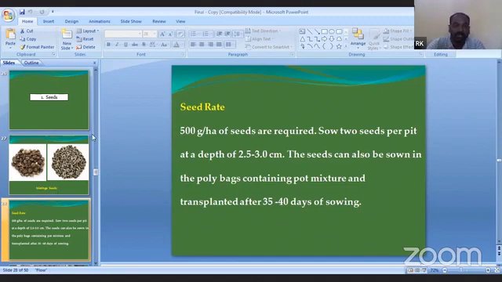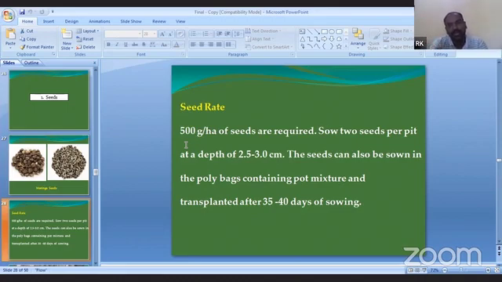So now first we go for the seed. What is the seed rate? 500 grams per hectare. Only 500 grams per hectare is needed. A hectare is equal to 2.47 acres. We sow 2 seeds per pit. Going directly to the field is good. Depth is 2.5 to 3 centimeters. The seeds can also be sown in the polybag. Polybag is also good, and direct planting is also good.